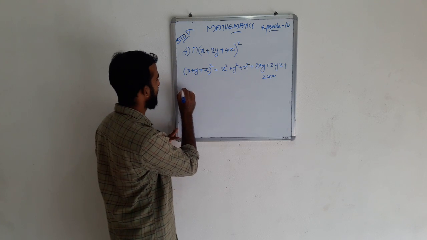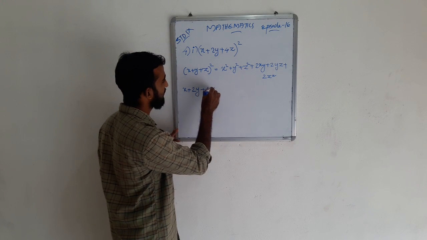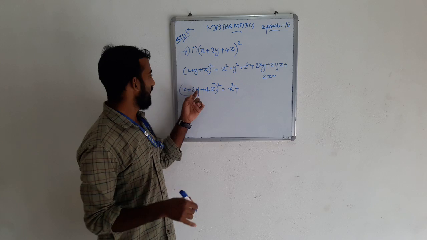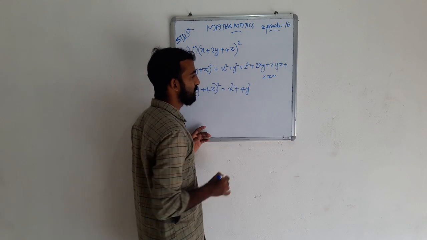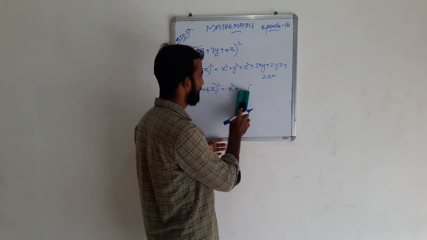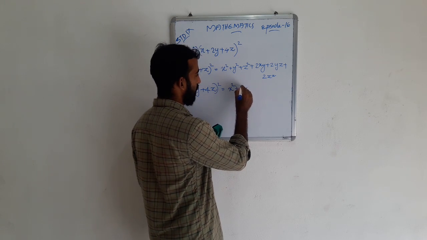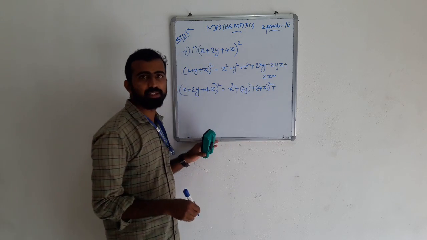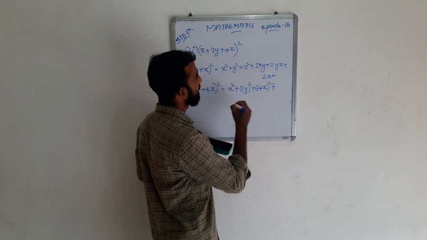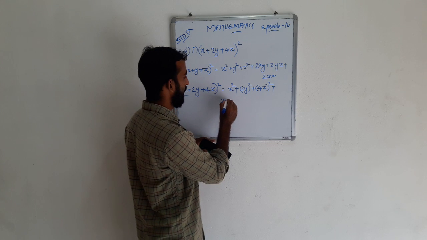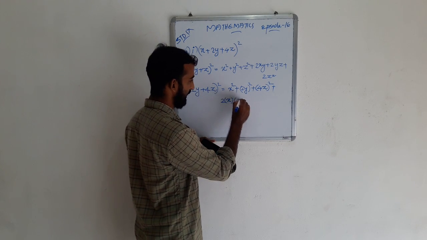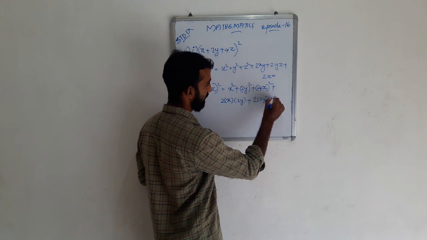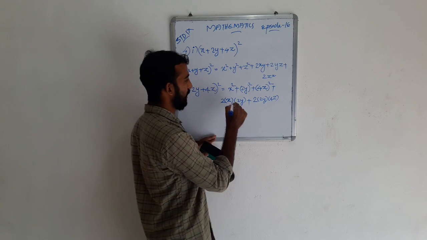Here x is x. So x plus 2y plus 4z the whole square equals x square plus, here y is 2y, that is 2y the whole square, plus z is 4z, that is 4z the whole square, plus 2xy, that is 2 into x into 2y, plus 2yz, plus 2zx.